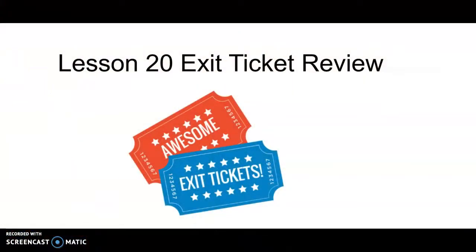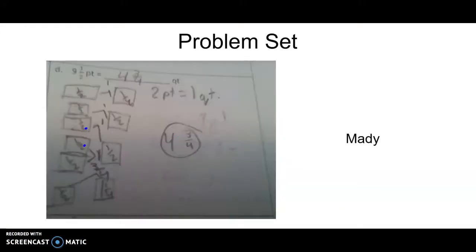So the very first one was some problem set work, and I want to share Maddie's here today. Maddie has 9 models, or 9 tape diagrams, and I see 1, 2, 3, 4, 5, 6, 7, 8, 9. Then she also had this last one that represented a half of it, or a half a pint. And what she knew is that 2 pints equal 1 quart, so that then 1 pint must equal a half of a quart.